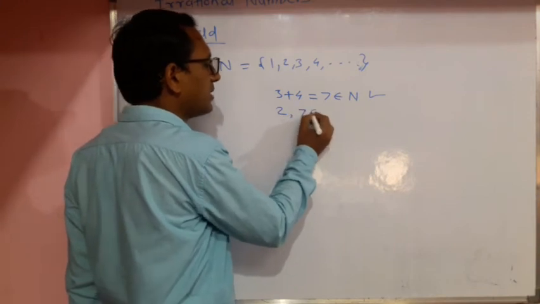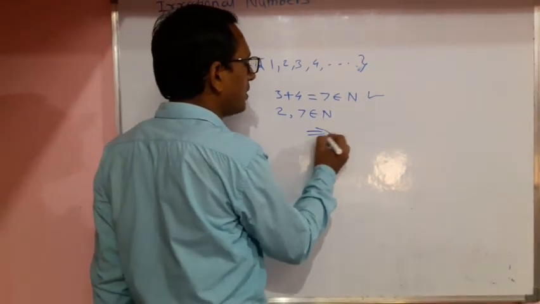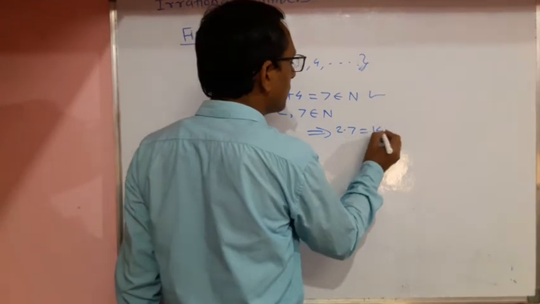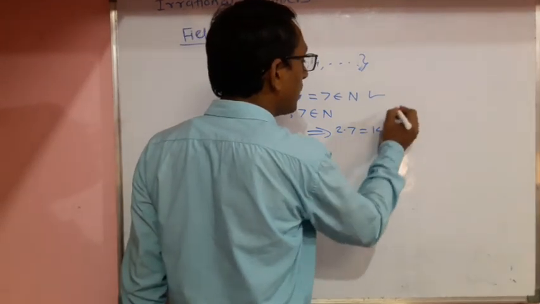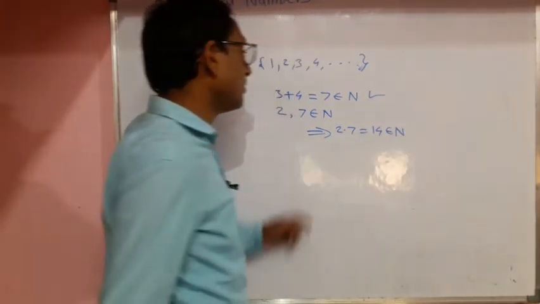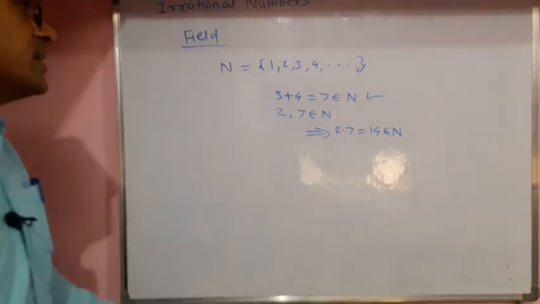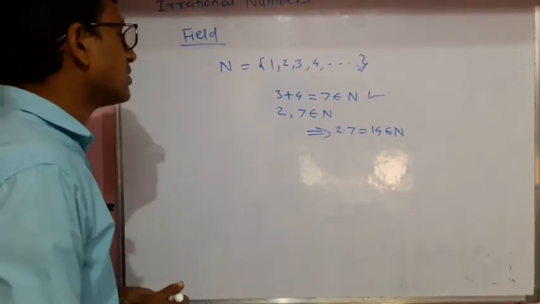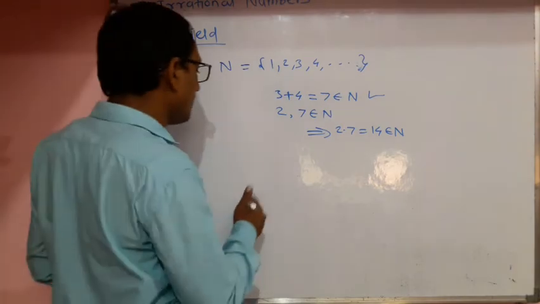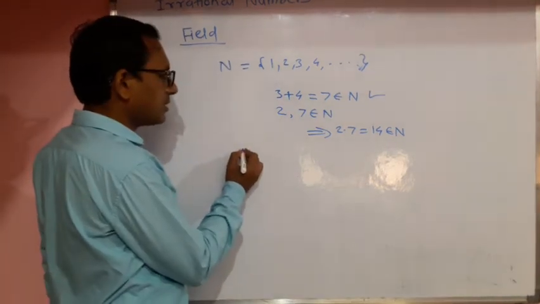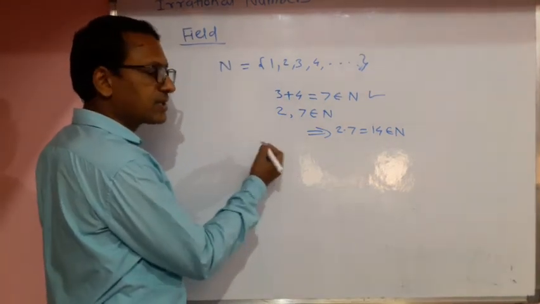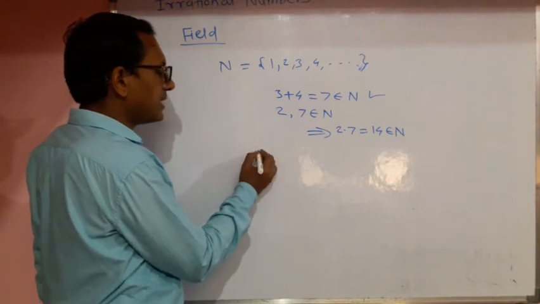For 2, 7 belonging to the set of natural numbers, we have 2 into 7 is equal to 14. This again belongs to N, that is, this is a natural number. It means multiplication composition is also defined in the set of natural numbers. So here we have to verify. So what happened? The first condition in the definition of a field is satisfied.